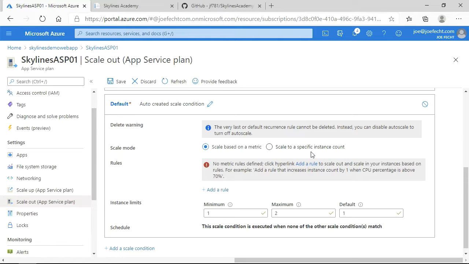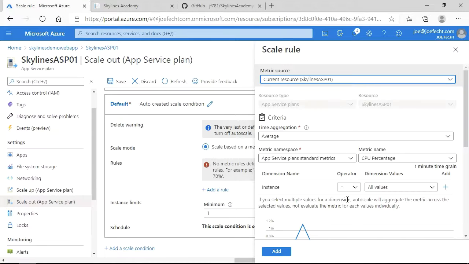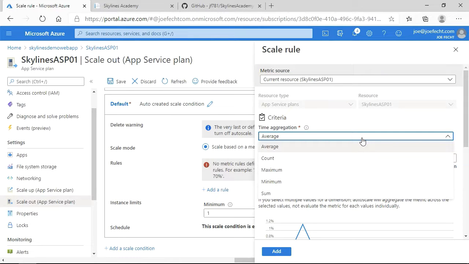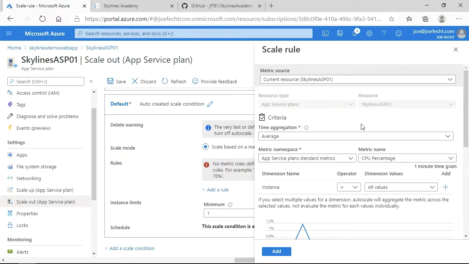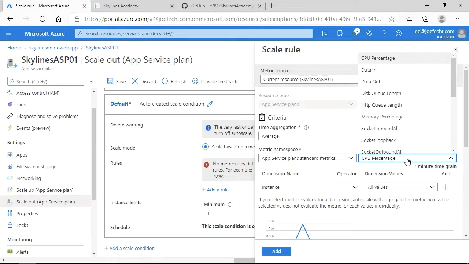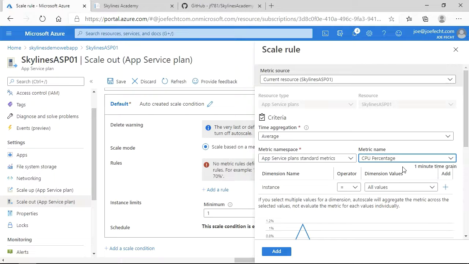We're going to look at scaling based on a metric in this instance. Let's go ahead and leave the default of scale based on metric, and let's go down to add a rule. So similar to what we looked at in the PowerPoints, you can see here we've got a scale rule. And we can do a couple different criteria: the average, count, max, min, and so on. We'll leave it as the default for average, and we can look at the metric name. You see here, we've got a number of these metrics available, very similar to what we saw when we looked at the metrics underneath the app service plan. We're going to leave the default of CPU percentage.